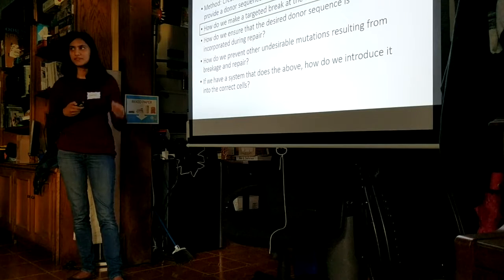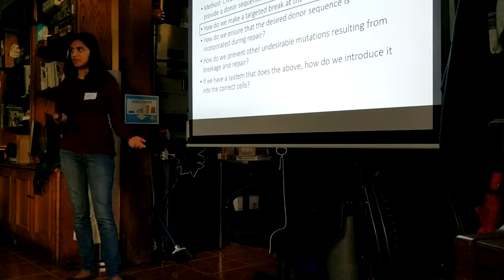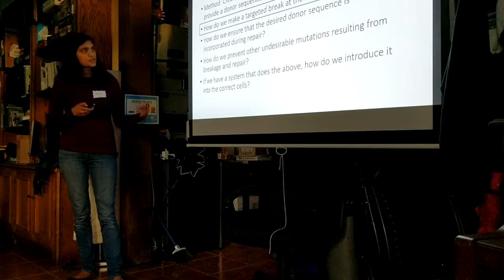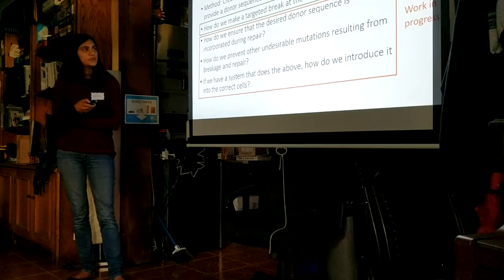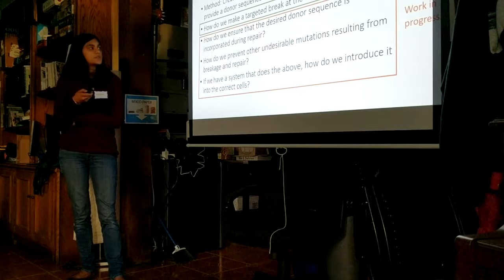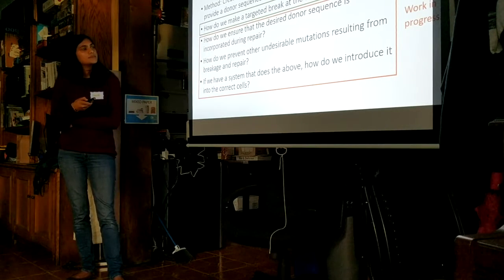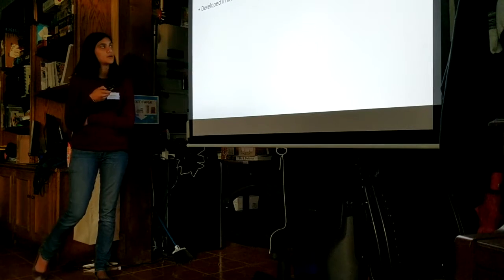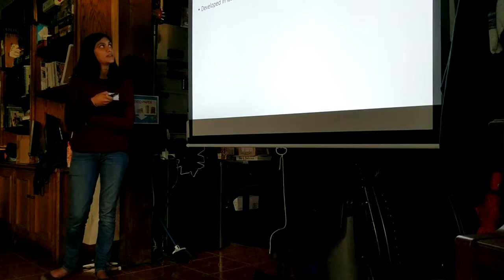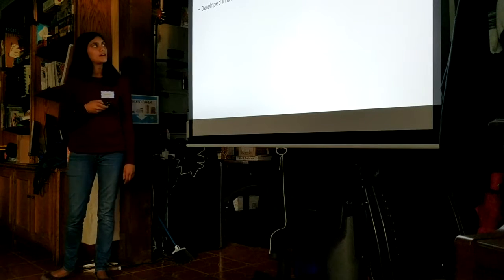So what we have fixed so far, we have a solution for that first question. There are 3 different technologies we use. I'm going to talk a little bit about each of them. And as for those last 3 questions, we're still kind of working on them. So this is where we are so far, basically. So the technologies for answering that first question, how do we make a targeted break? The first one that was discovered, or developed really, engineered, are called zinc finger nucleases.